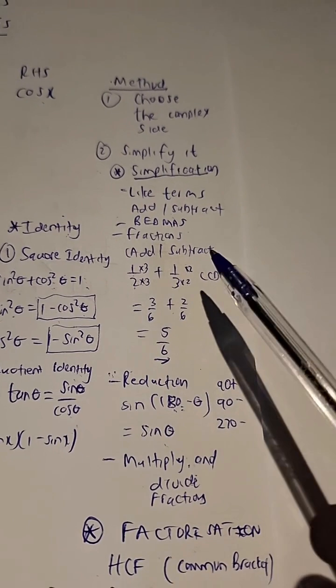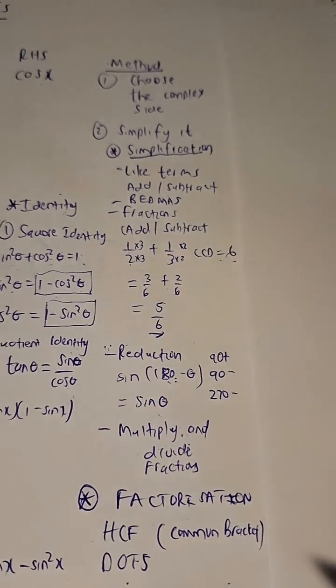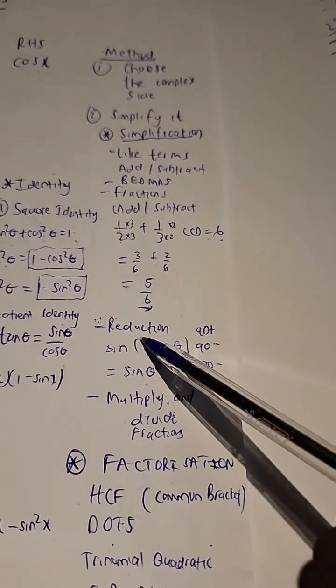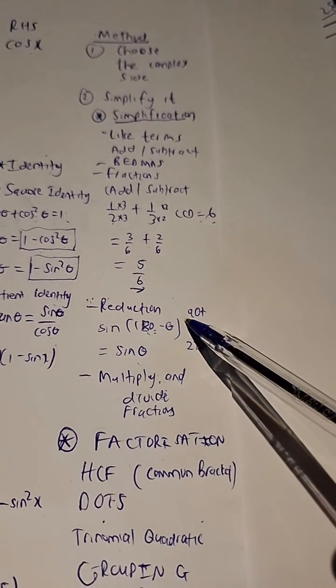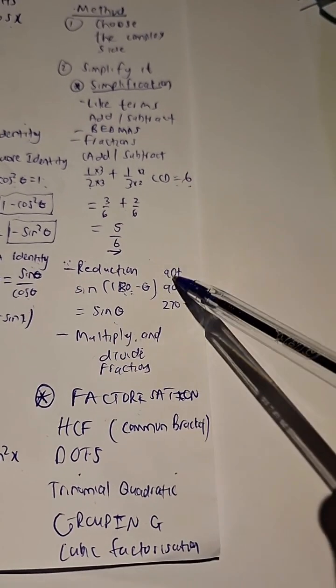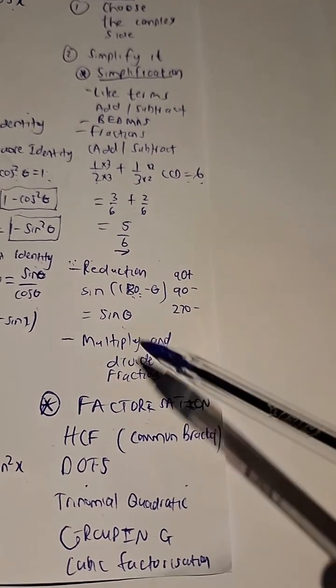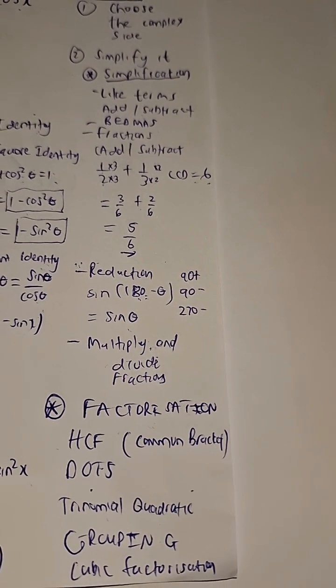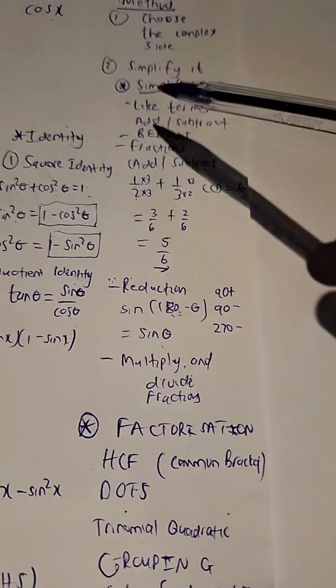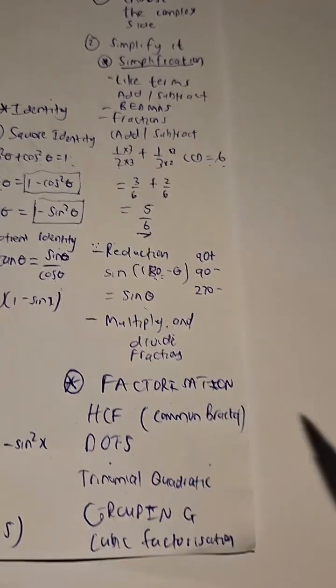Addition and subtraction of fractions, if there's anything. Reduction, application of reduction, whether it be co-ratio or function value. Multiplication and division of fractions. Don't forget that. When you have exhausted simplification fully, then you can move on and check the strategy of factorization.